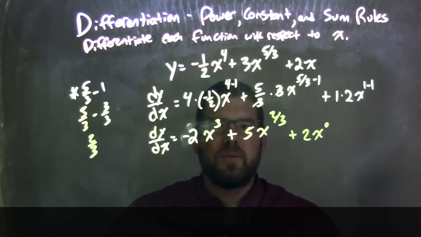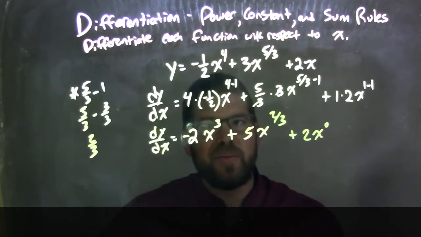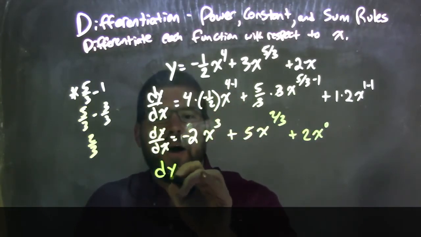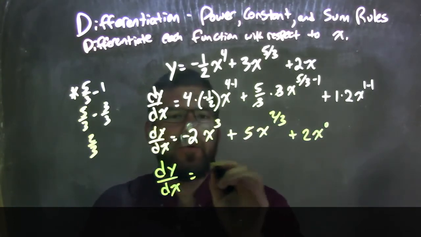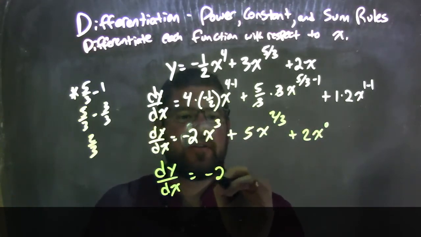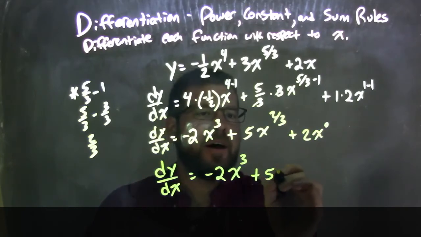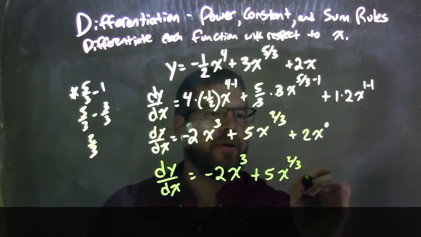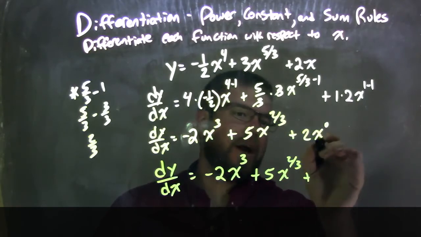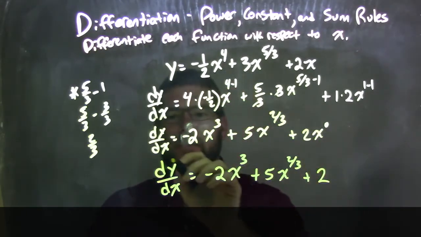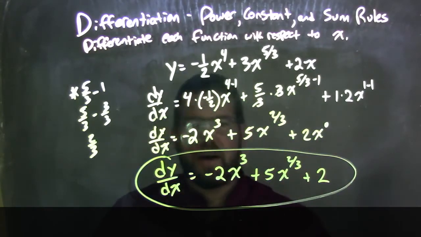So let's do our final little simplification here, and then we're going to be done. We have dy dx is equal to negative 2x to the positive 3rd power plus 5x to the 2/3 power plus 2, since x to the 0 is 1, so we just have a 2 right there. And there we have our final answer.